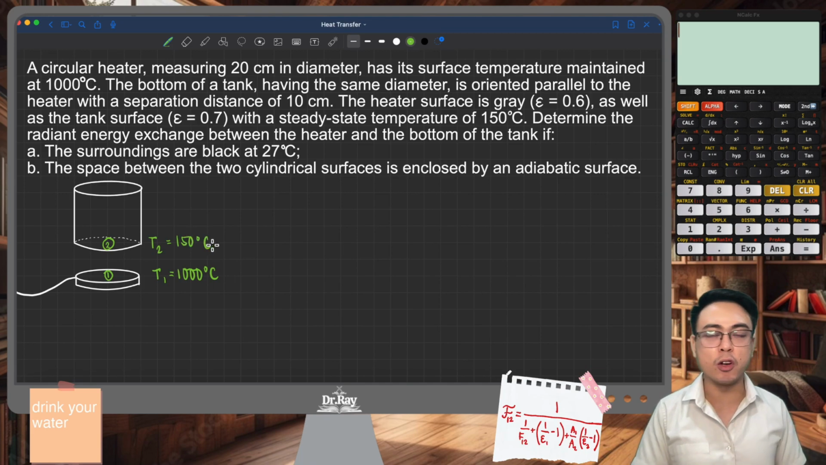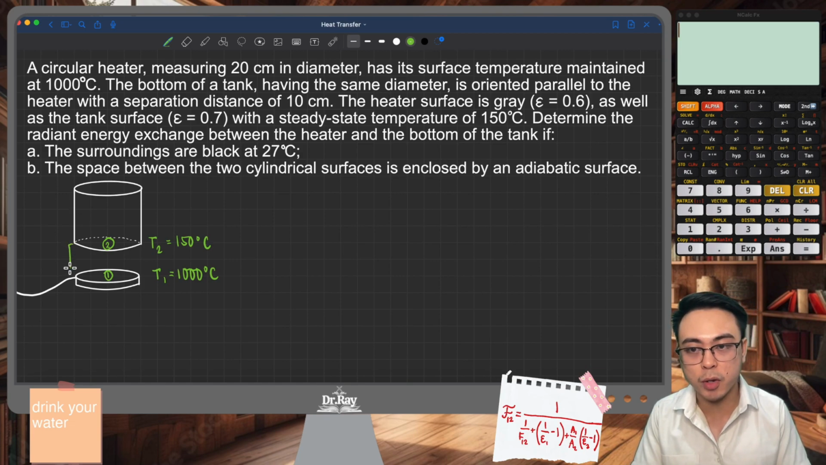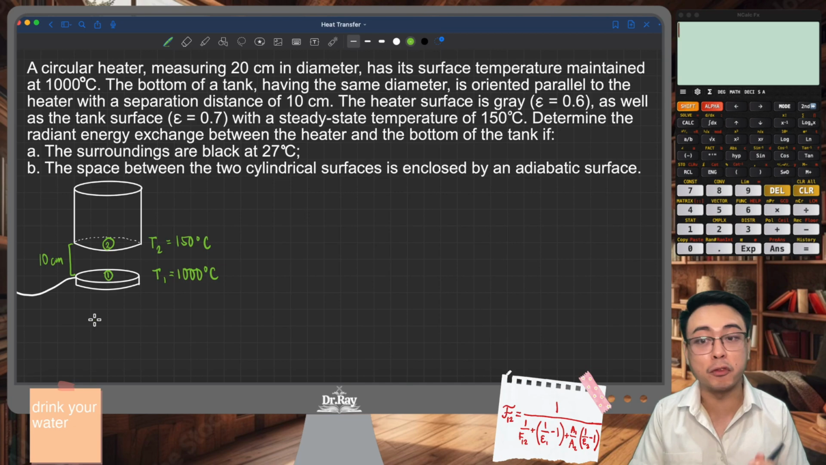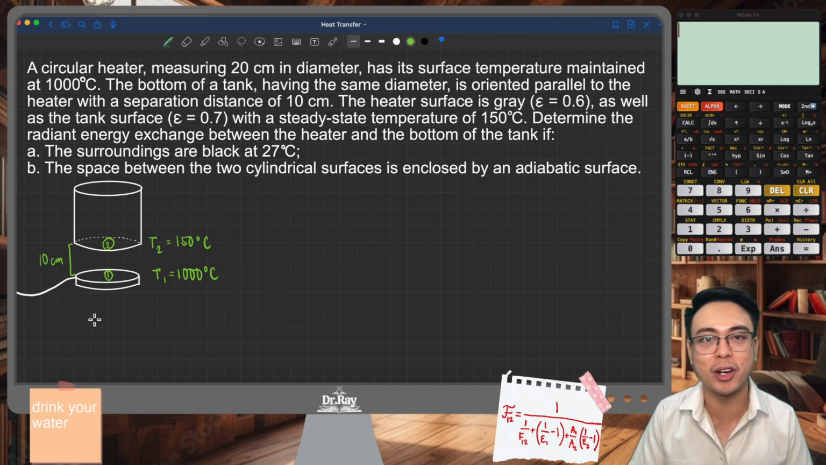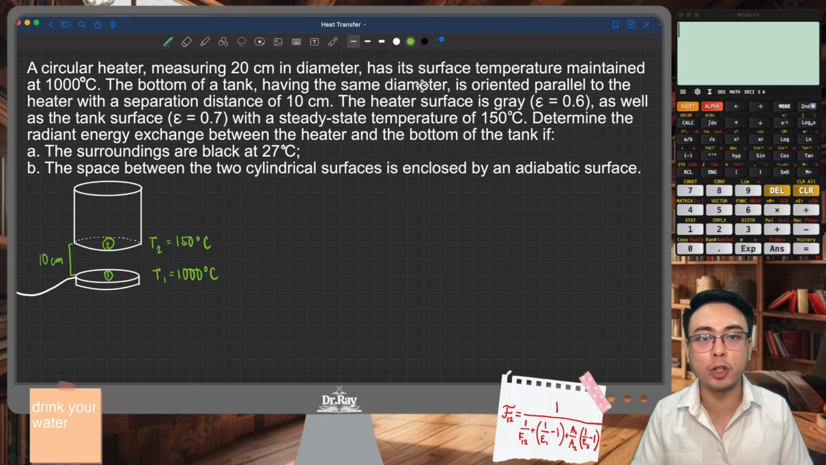Essentially, what we have here are two parallel disks that are separated by a finite distance. That distance was also mentioned in the problem, being 10 centimeters. And we do have a simplified approach to determine the view factor using this system right here. Now, view factors can sometimes get complicated, especially if there are multiple bodies that are present in a system.